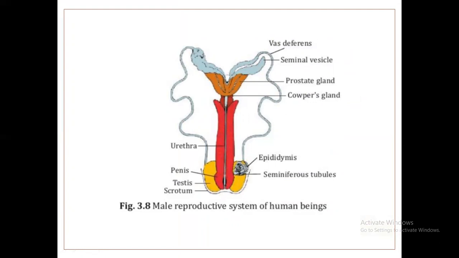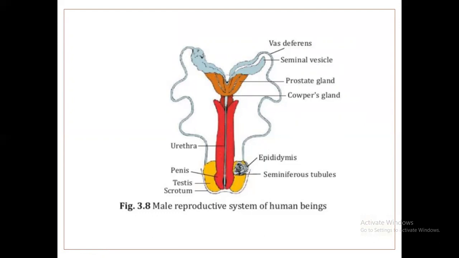Testes are a pair of oval-shaped structures located outside the abdomen in a sac-like structure called the scrotum. The temperature of the scrotum is lower by 2 to 3 degrees Celsius than the body temperature. That is essential for the maturation of the sperm. Testes also produce a large number of sperms in a slimy liquid called semen.